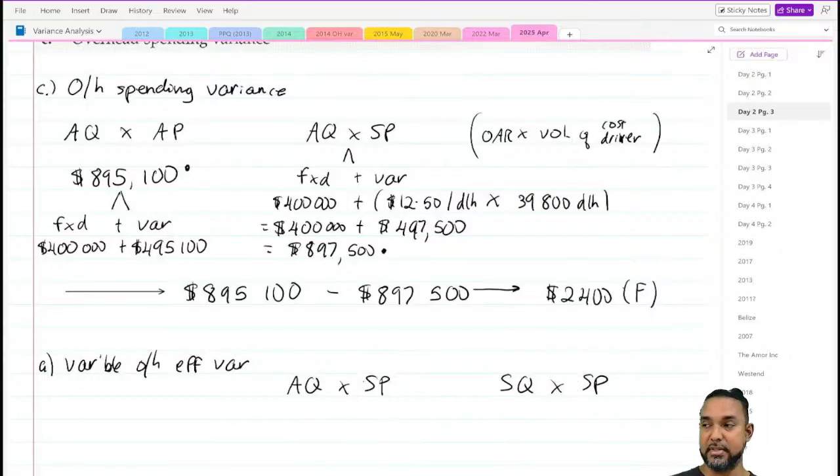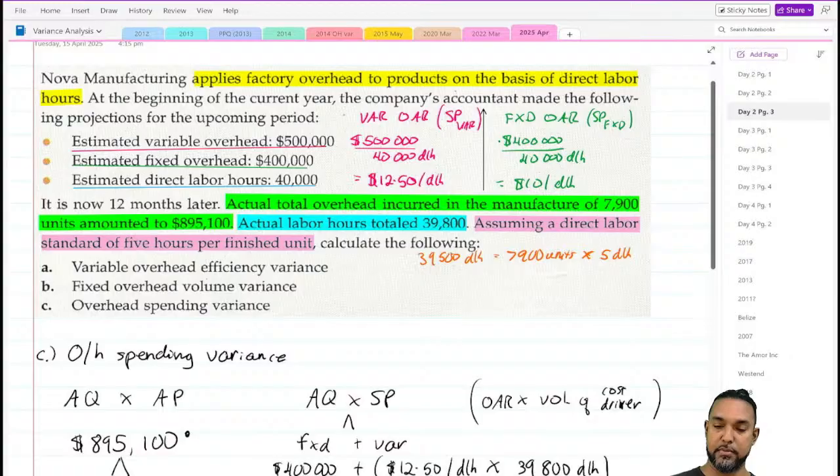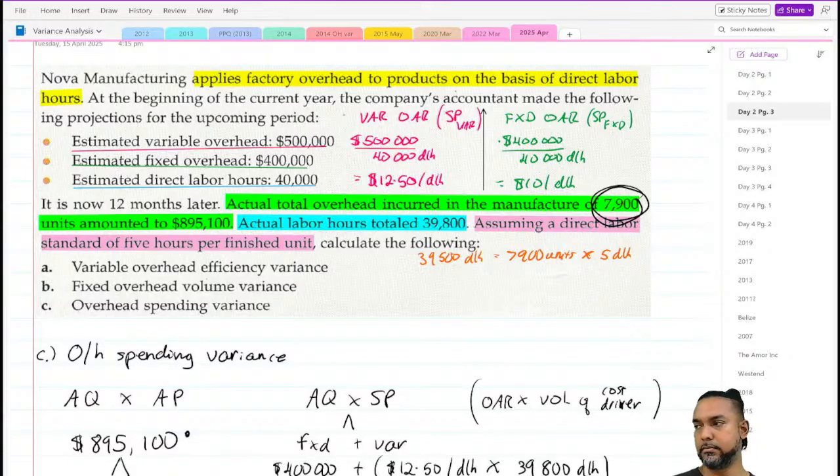The standard quantity is the standard quantity of labor hours that was supposed to be used for this volume of production. So we finished 7,900 units, right? Oh, and it's a standard of 5 hours. Sorry, I was looking and I wasn't seeing it, because they put it in words as opposed to numbers. I'm looking for a number the whole time. So you see why it's important to read carefully. So that 7,900 by the 5 will give you your standard quantity of labor hours that this was supposed to take.